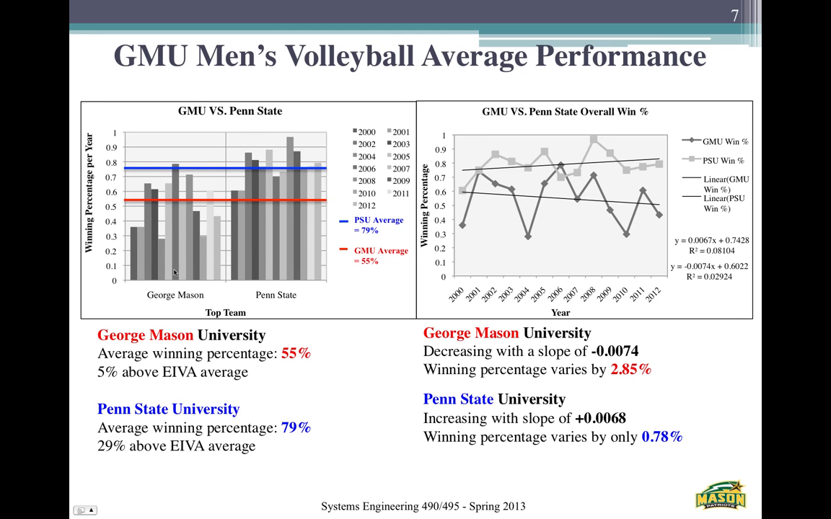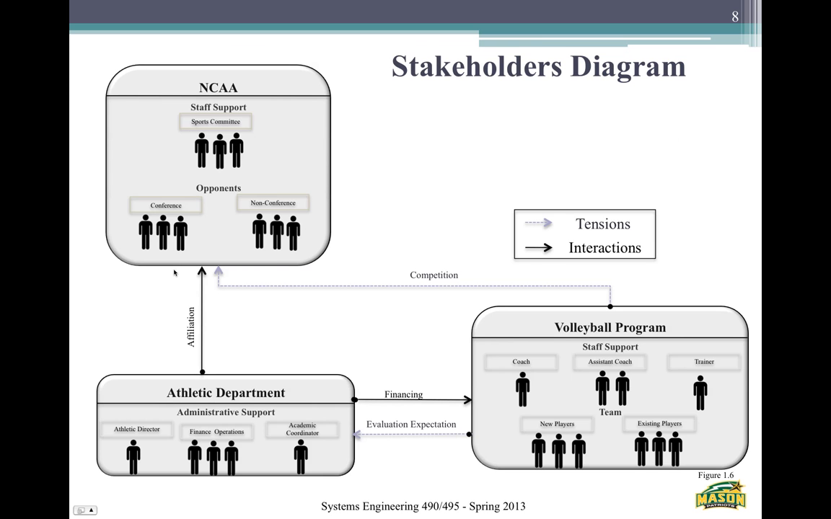Now for the men's, we compare them to Penn State because Penn State and Northeastern are the best teams in the men's and women's conference, and if we can beat them, we can beat any other team in our conference, essentially. So again, comparing Penn State to our George Mason men's, and on the right is the variability graph. So just stakeholders, I'm not going to go into this in detail, but the NCAA athletic department and volleyball programs are our main stakeholders. They're broken down into more sub-stakeholders.